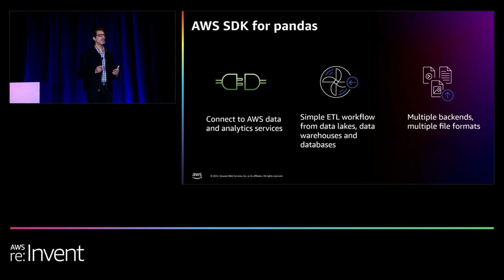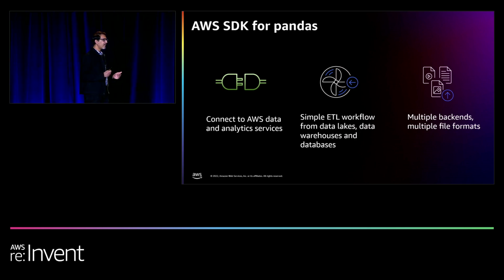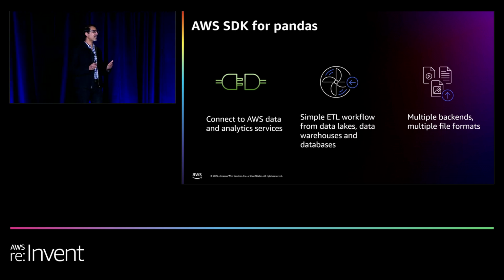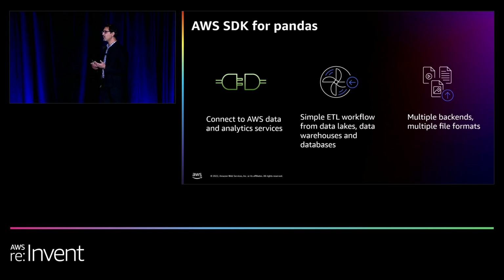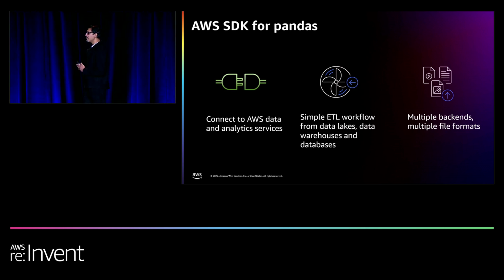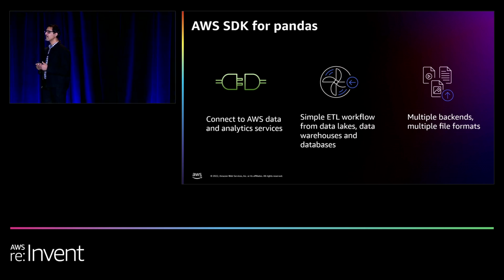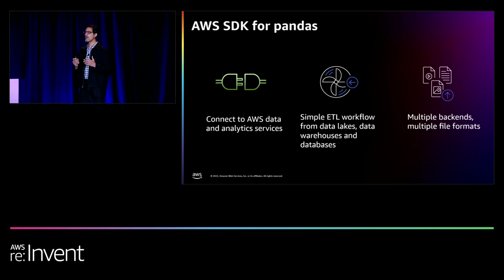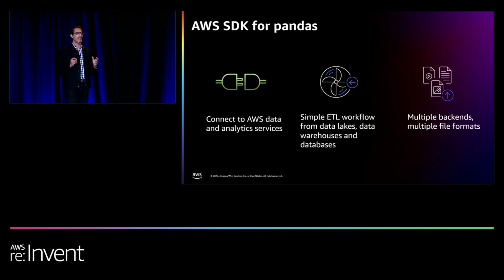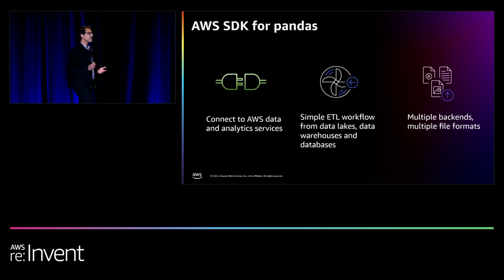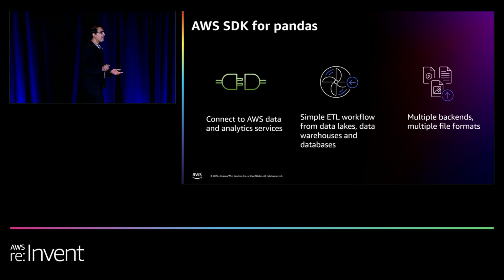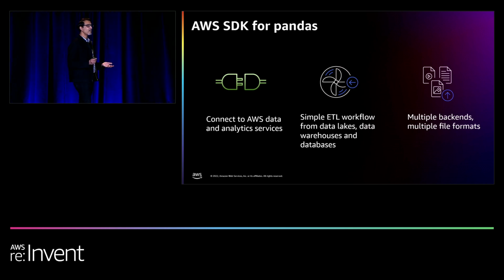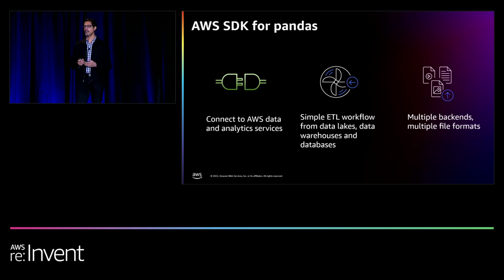It essentially enables you to connect a wide variety of data and analytical services across Amazon, such as Amazon S3, AWS Glue, Athena, Redshift, Timestream, to name a few. And you can load, process, transform data among these various data sources. AWS SDK for pandas works off a pandas data frame. And a pandas data frame has a limitation of how much data you can process on a single node.